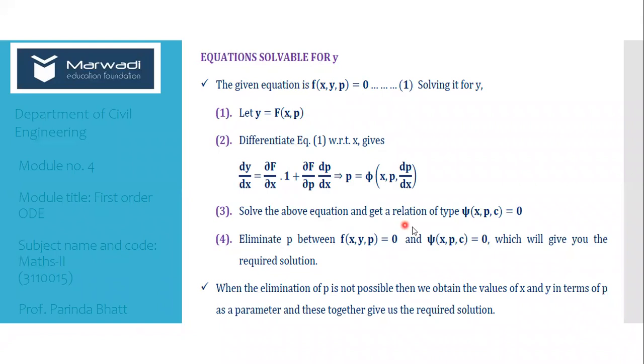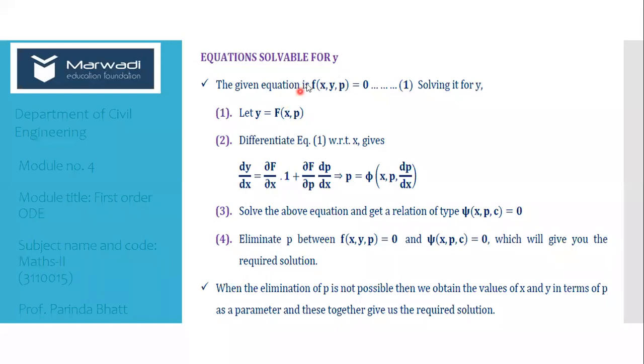Solve the above equation and get a relation of the type phi of x, p, c equal to 0. Okay. Eliminate p between f of x comma y comma p equal to 0 and psi of x, p, c equal to 0, right? Which will give you the required solution.